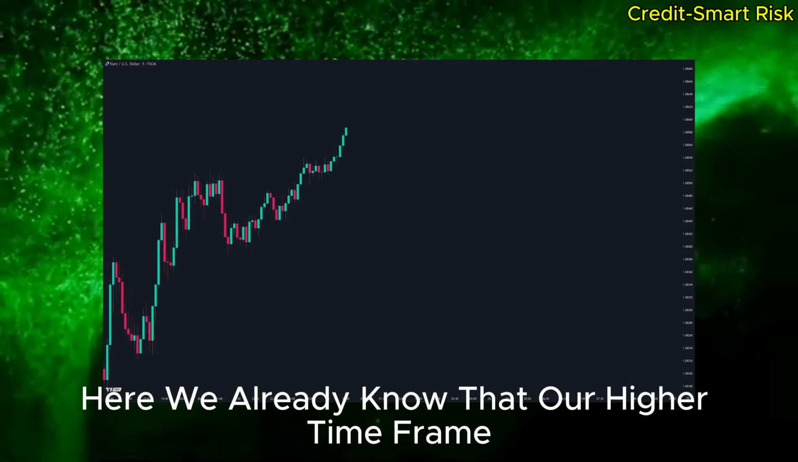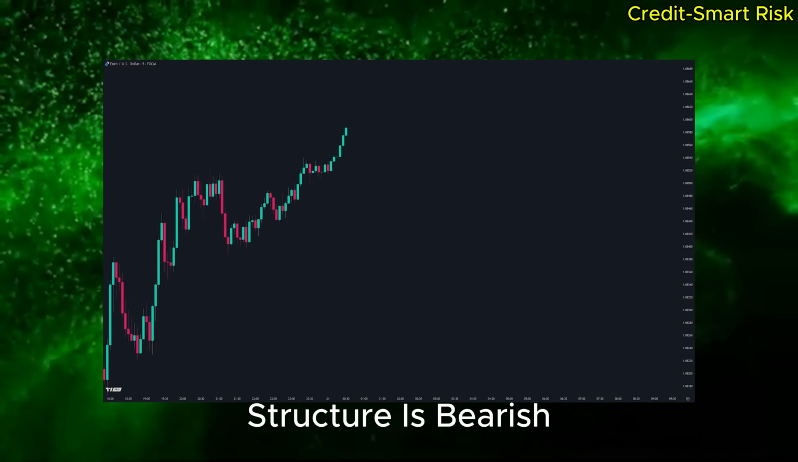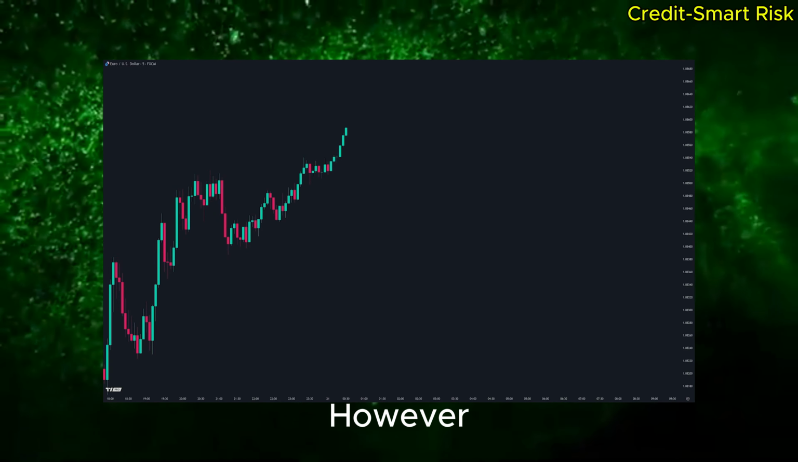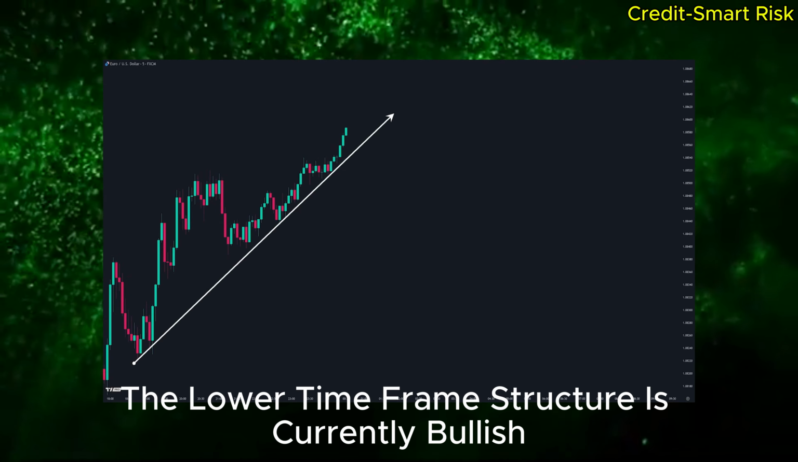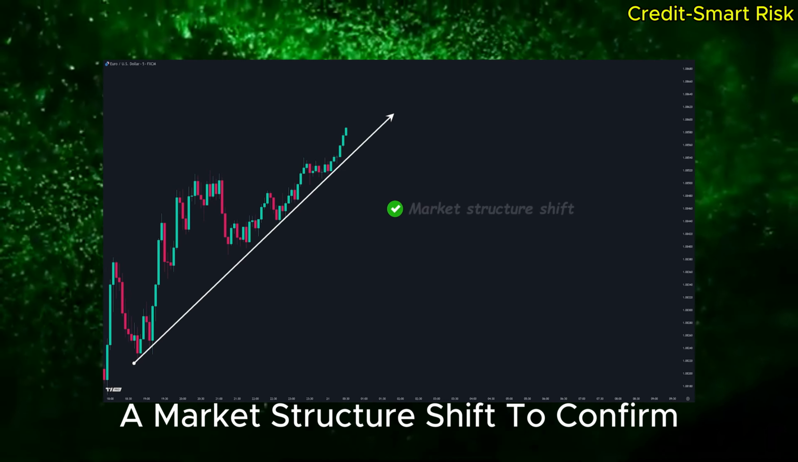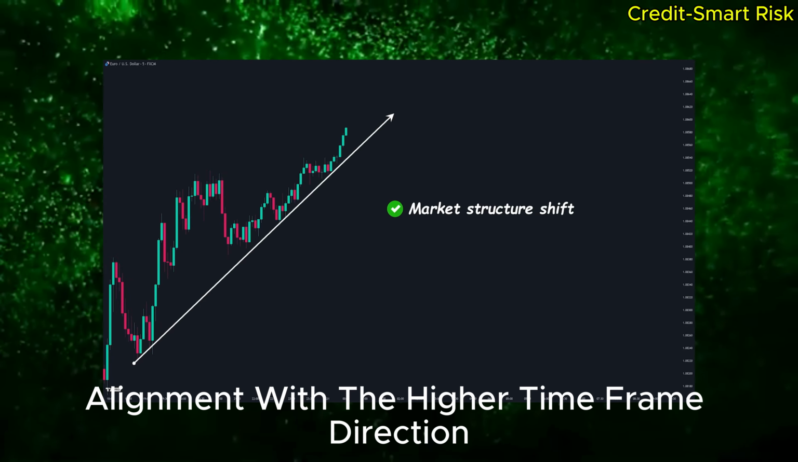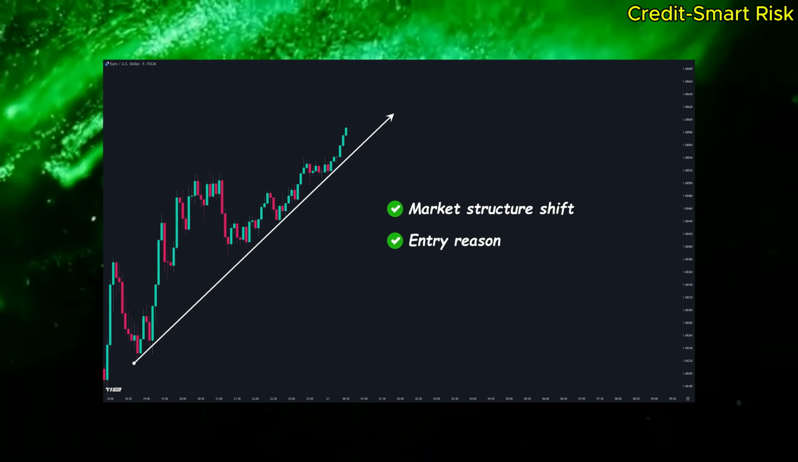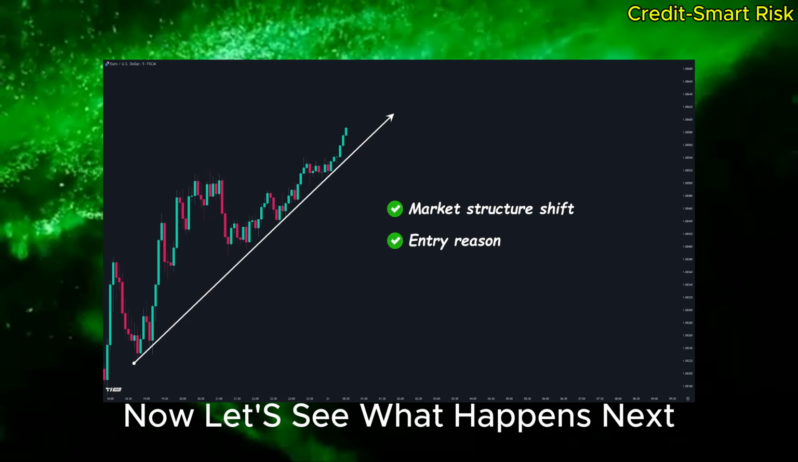Here we already know that our higher time frame structure is bearish, so we want to find a reason to enter a short position. However, the lower time frame structure is currently bullish, so for entry we need 2 things. A market structure shift to confirm alignment with the higher time frame direction, and a solid entry reason to set our sell order. Now let's see what happens next.